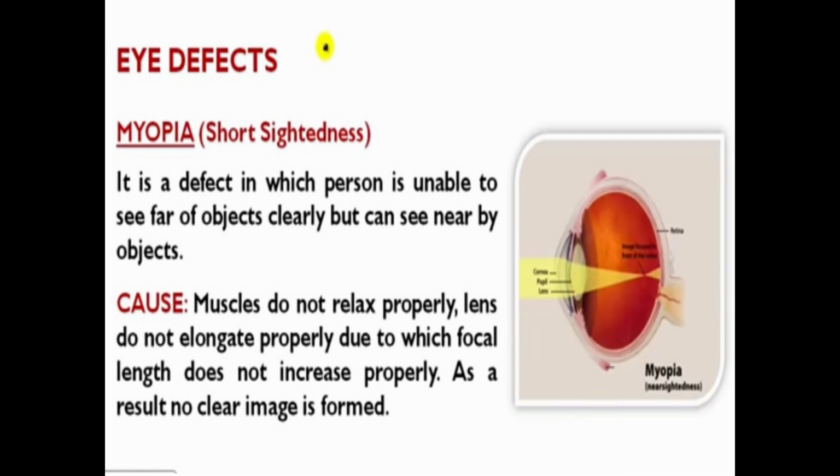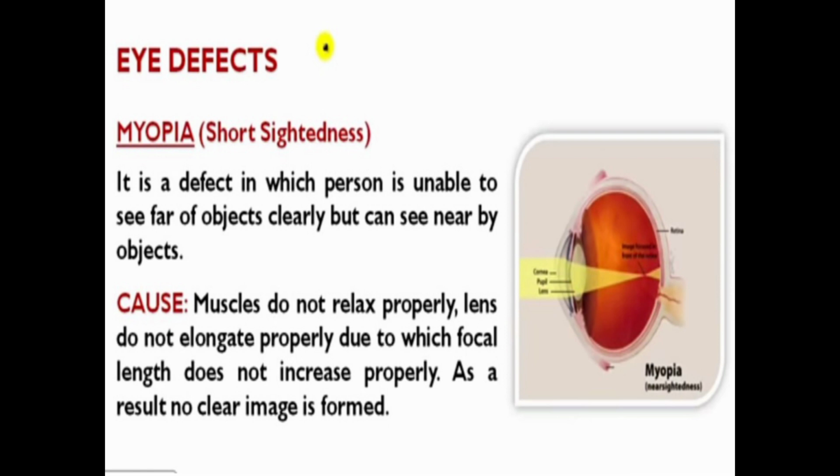First eye defect is myopia. Myopia is short-sightedness. It is a defect in which a person is unable to see far off objects clearly but can see nearby objects. Even I am a myopic person. Far objects they cannot see clearly. It is not like they cannot see at all. They can see, but not that clearly, but they can see the nearby objects clearly.